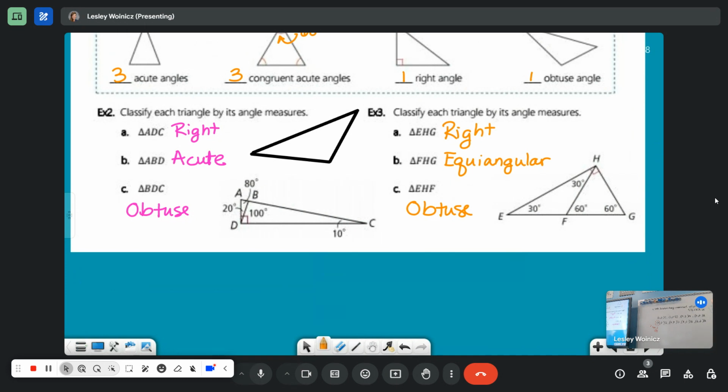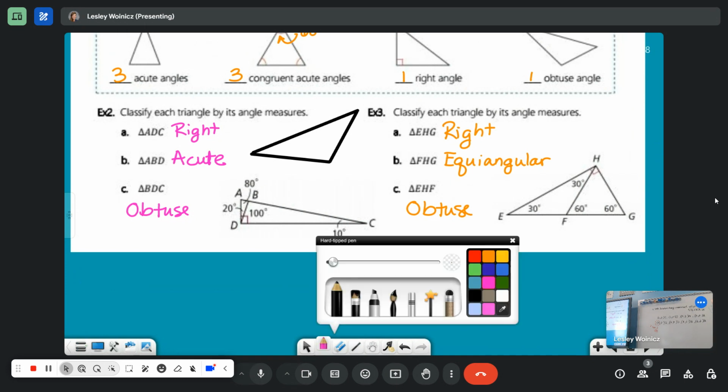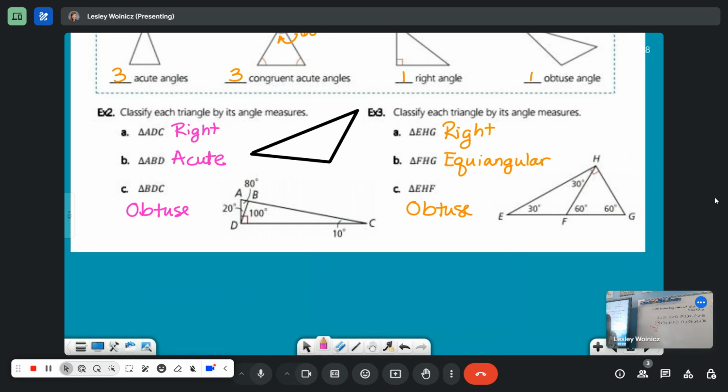Okay, can we number our angles? 1 being the smallest, 3 being the biggest. Try to draw this picture as much as you can. Which is the smallest angle? This one or this one?